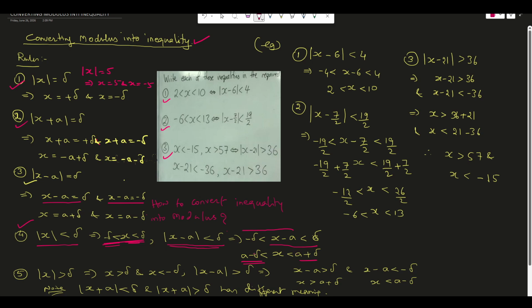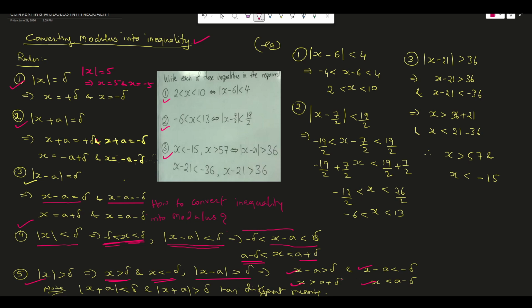So you have to remember these rules, because by observing these rules only, you are going to get the answers to these questions. And the last one is modulus of x greater than delta. If modulus of x is greater than delta, that means x will be greater than delta and x will be less than minus delta. Now instead of x, if you have the expression x minus a, so modulus of x minus a greater than delta will mean that x minus a is greater than delta and x minus a is less than minus delta. If you arrange this, you will get x greater than a plus delta and x less than a minus delta.